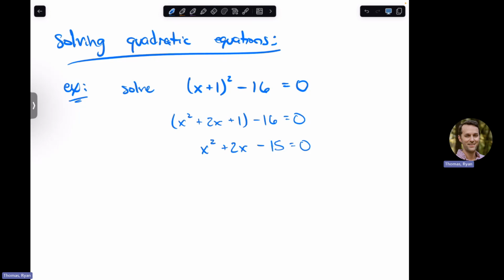Okay, can we factor? We need to find a pair of numbers that multiply to negative 15 and add to 2. Factors of 15. 1 and 15 are too far apart, right? 3 and 5. And then we just need to make sure we get the signs right. This is negative, so it's one of each. Positive 2, so plus 5 and minus 3.